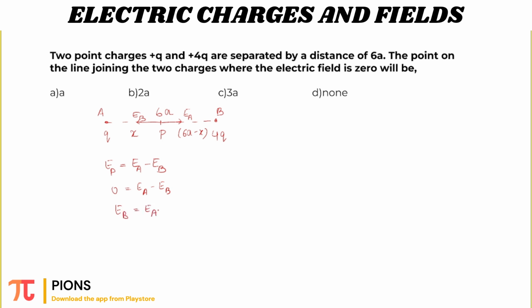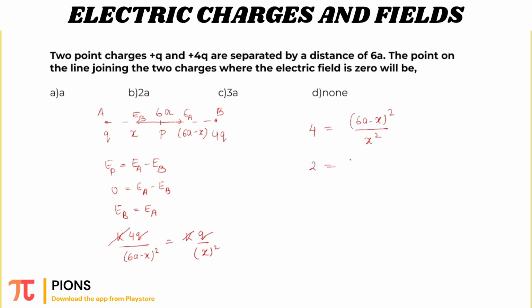Now what's our EB? Electric field due to B, that will be K, the charge is 4Q upon separation is (6A minus X) whole square. That must be equal to K, the charge on A, which is Q, upon how much? X square. So K cancels with K, Q cancels with Q, and let's cross multiply. So 4 will be equal to (6A minus X) whole square, whole divided by X square.